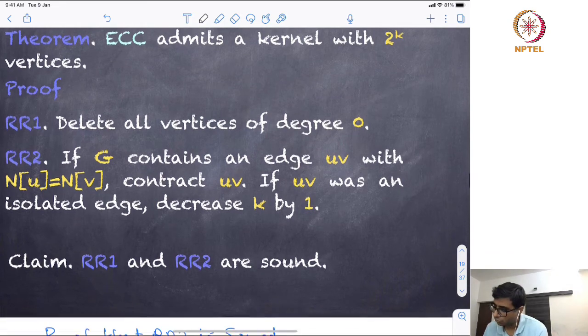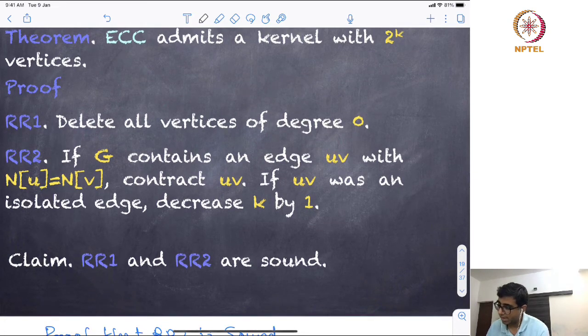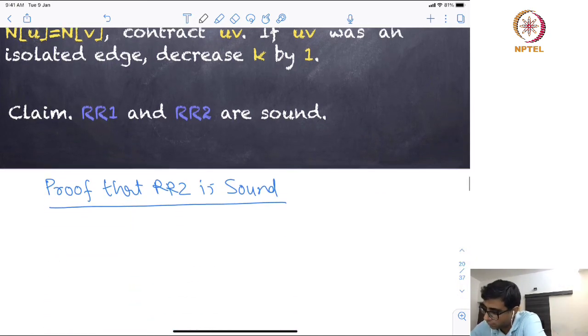But look at reduction rule 2. If G contains an edge UV with the same closed neighborhood, then we would like to contract UV. If UV was an isolated edge, decrease k by 1. So what is the meaning of this? Let's look at this.